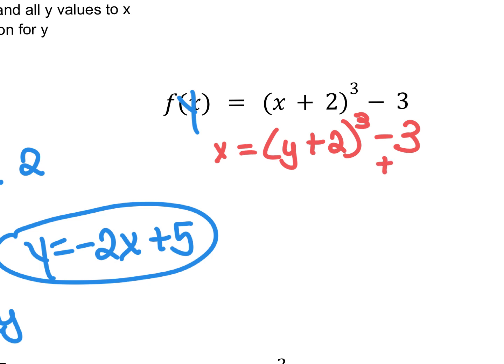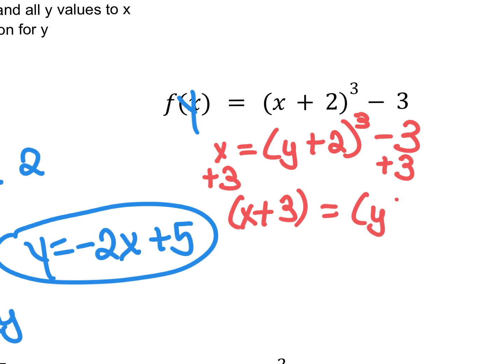So let's add 3 to both sides. So we're going to have x plus 3 over here. I'm going to group that together because that's together on the left-hand side of the equation, equals y plus 2 to the third power. Now we can't subtract 2 or anything yet. We need to get rid of that cubed. So to undo a cube, we are just going to take the cube root of both sides.